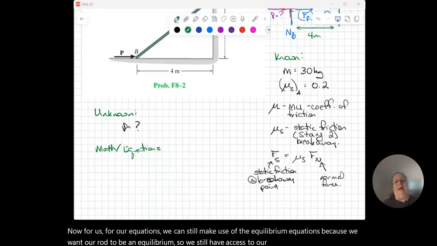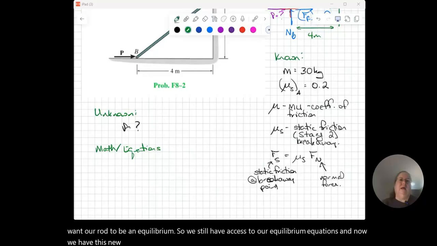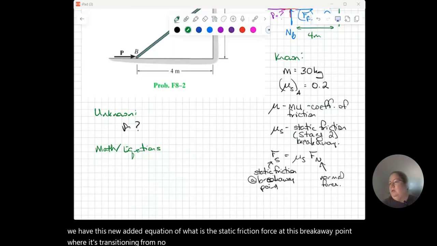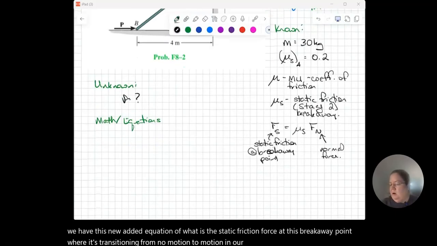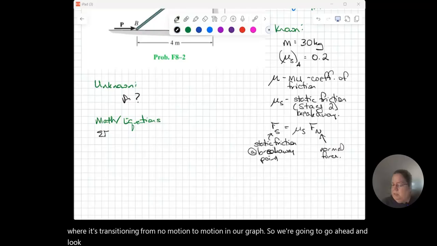And now we have this new added equation of what the static friction force is at this breakaway point, where it's transitioning from no motion to motion in our graph. So we're going to look at our equilibrium equations. The first one is to sum our forces in the x direction.